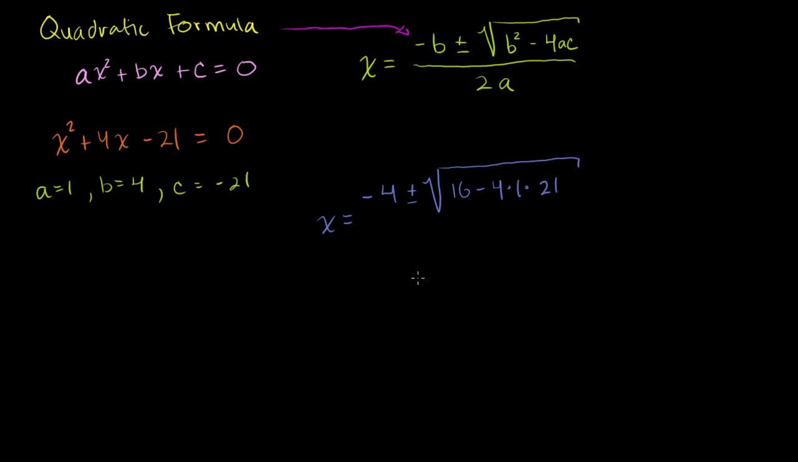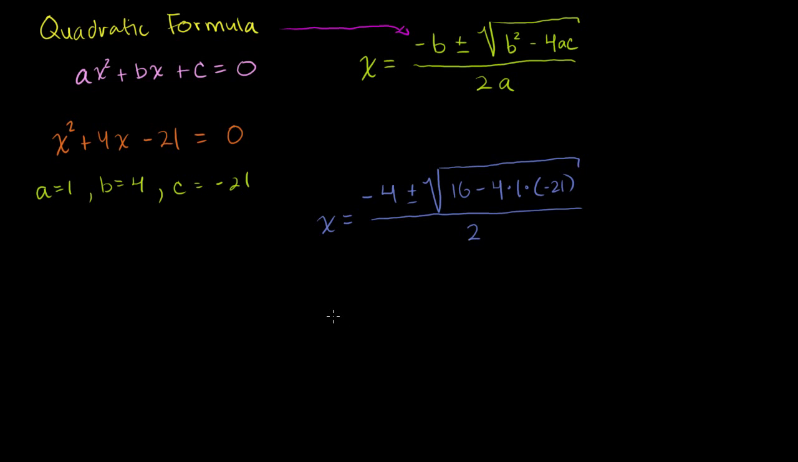Actually, this is the first time we're doing it. Let me not skip too many steps. So negative 21, just so you can see how it fit in. And then all of that over 2 times a. Over 2 times a is 1, so all of that over 2. So what does this simplify?